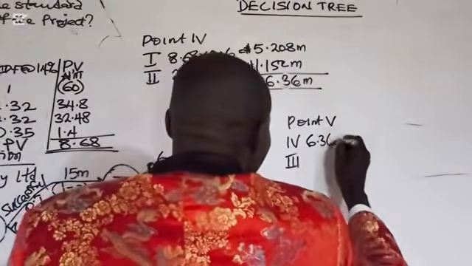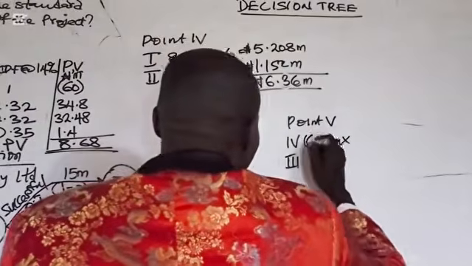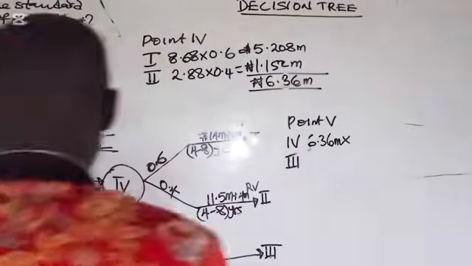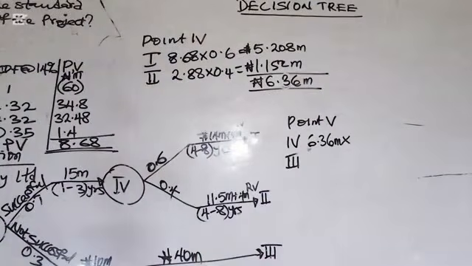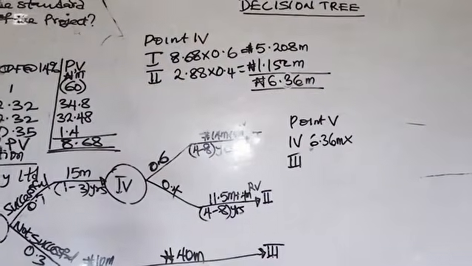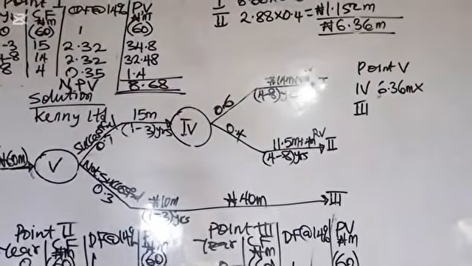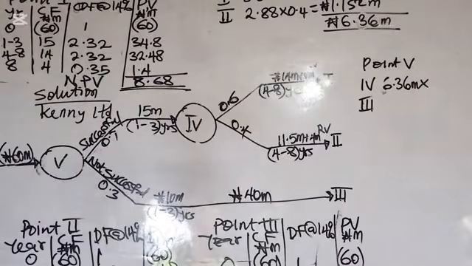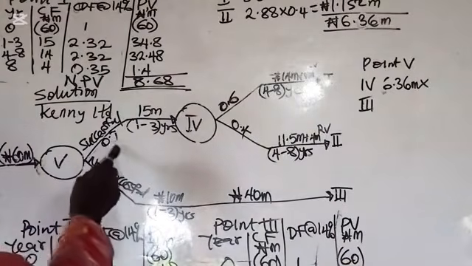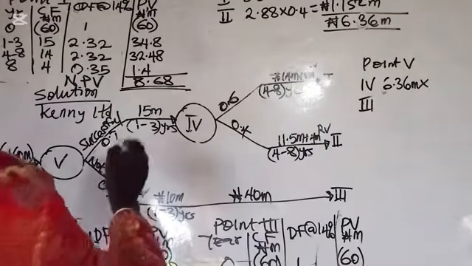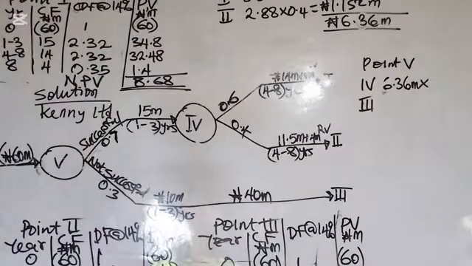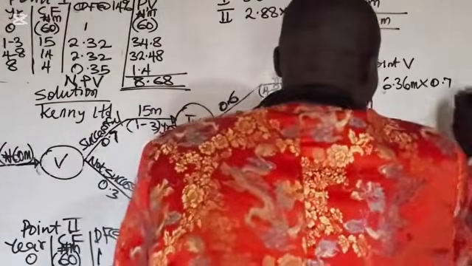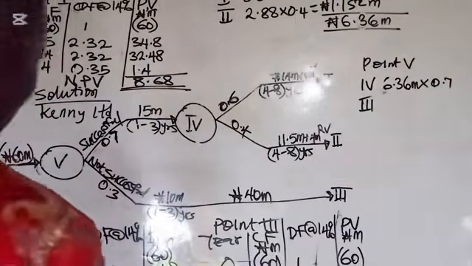6.36 million times the probability. Point 5 is a chance node. That means what you need is the expected value. We need the expected value of point 4. The probability is 0.7 here. So we multiply our 6.36 by 0.7 in order to get its expected value.